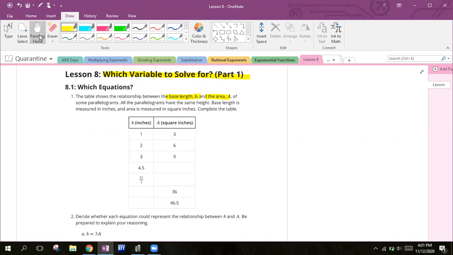So I want you to take a second, pause the video, and see if you can figure out what the relationship is in this table. See if you can find some sort of pattern. So pause it now, see if you can figure it out. If you can't, you can just keep going.